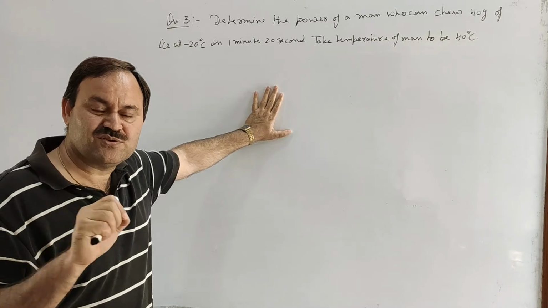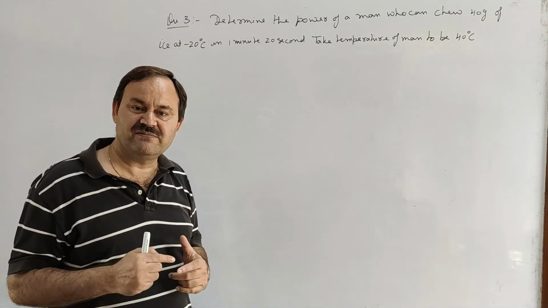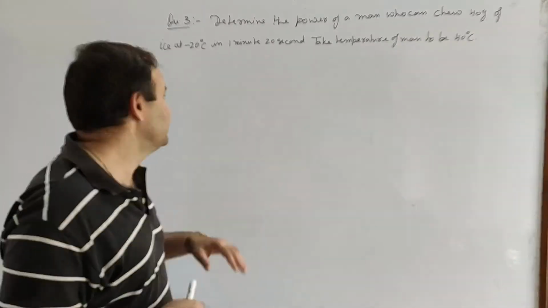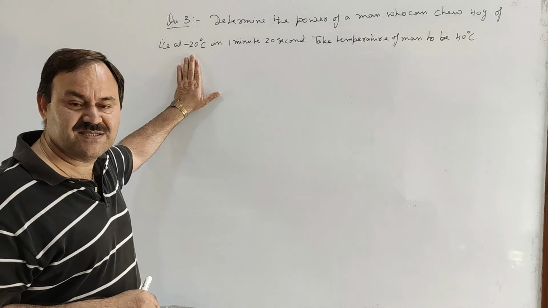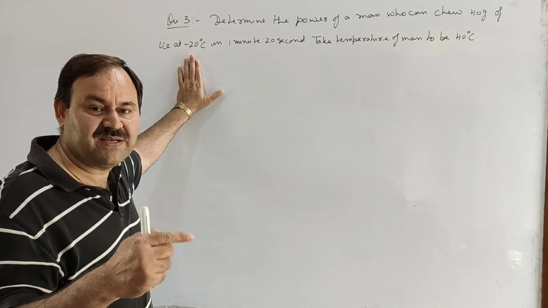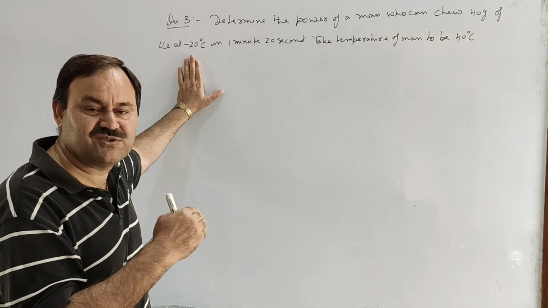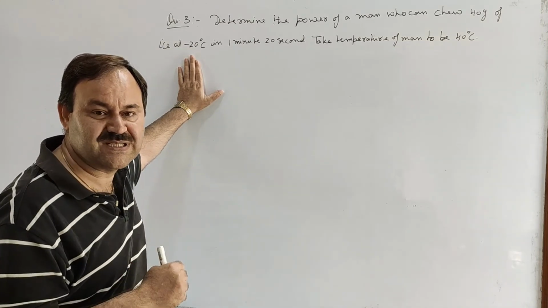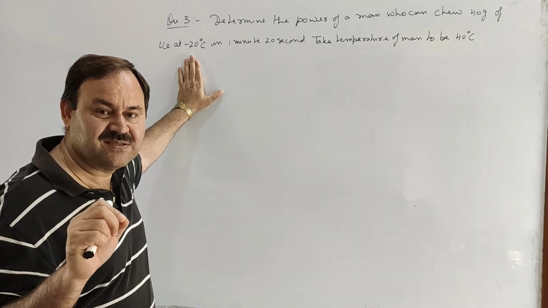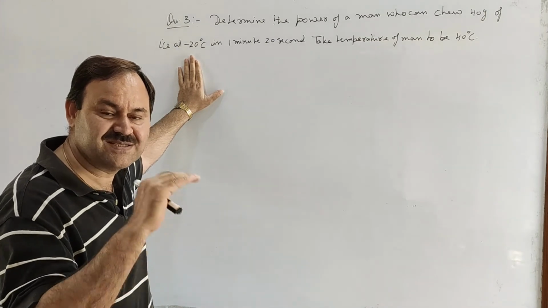For solving this question, first we will understand in what way the person is supplying heat to the ice. The ice is at minus 20 degrees Celsius, so first the person will have to supply heat to the ice to bring its temperature from minus 20 degrees Celsius to 0 degrees Celsius, and at 0 degrees Celsius the person will supply heat to the ice to melt.